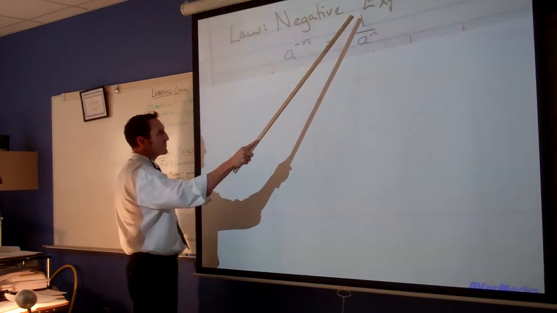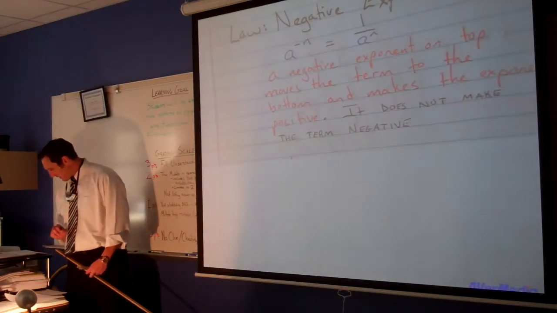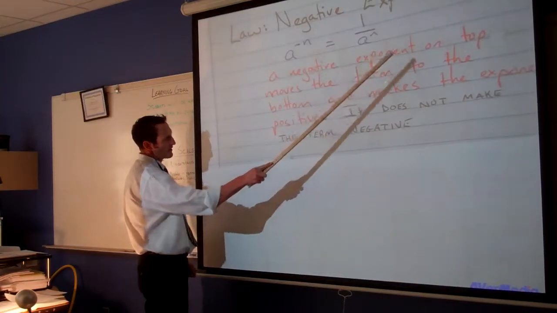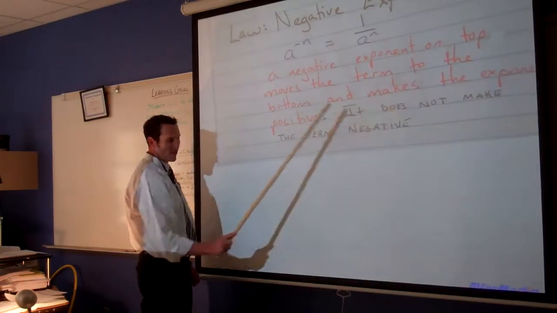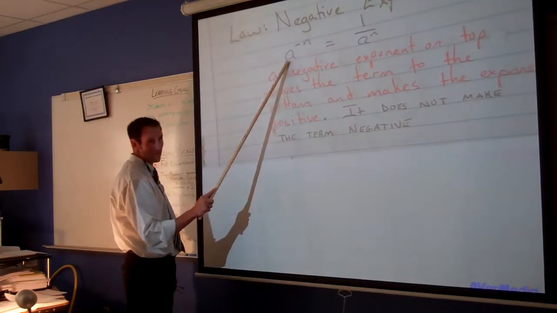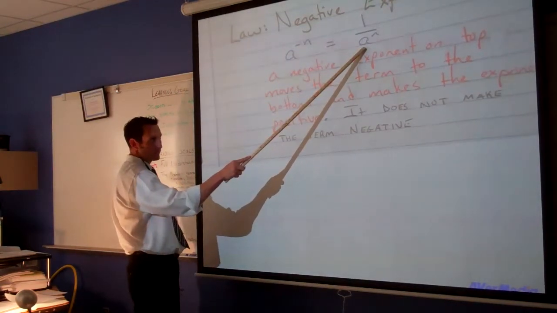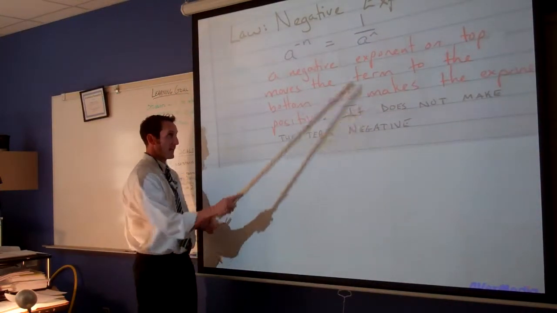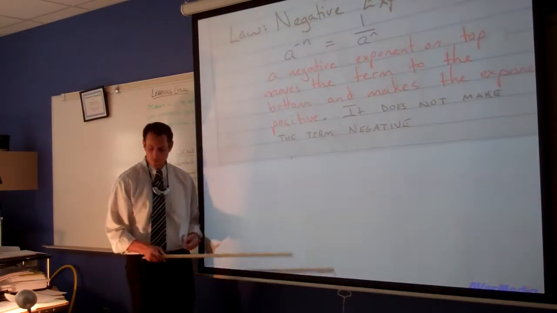So if we have a negative exponent, all that's happening is we're bringing that number down, and then the exponent becomes positive. So a negative exponent on top moves the term to the bottom and makes the exponent positive. A negative exponent on top, this is on top of a fraction, right? This is on top of 1. A negative exponent on top moves the term down and makes the exponent positive. It does not make the term negative. It doesn't mean that this is a negative a. It means it's a positive a, it's just on the bottom of the fraction.